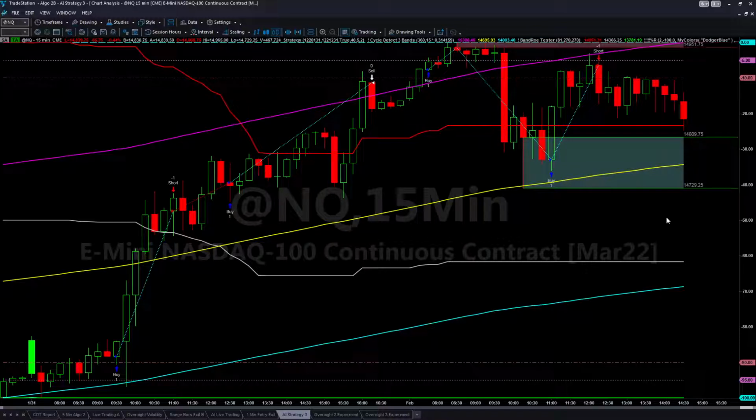If you guys are just tuning in, we just had a breakdown from the area of consolidation. I'm losing my voice a little bit, so I'm going to have to be gentle in how I speak. So yeah, it's rolling down a little bit.